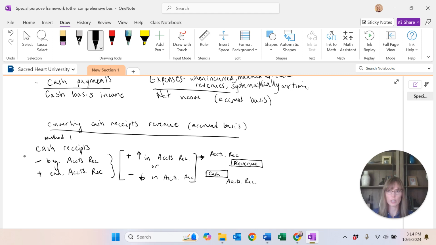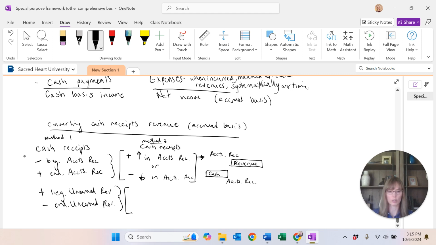All right, so we take our cash receipts, we adjust for the changes in accounts receivable, and then we also adjust for changes in unearned revenue. We're going to add beginning unearned revenue, and subtract ending unearned revenue. And this is equivalent to saying, so method 1, this is kind of like method 2, but remember, again, we still have to start with our cash receipts.